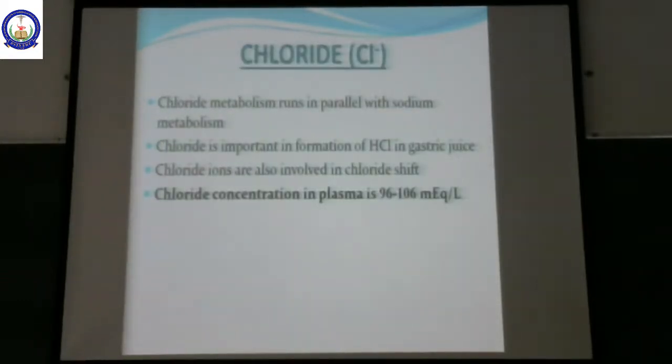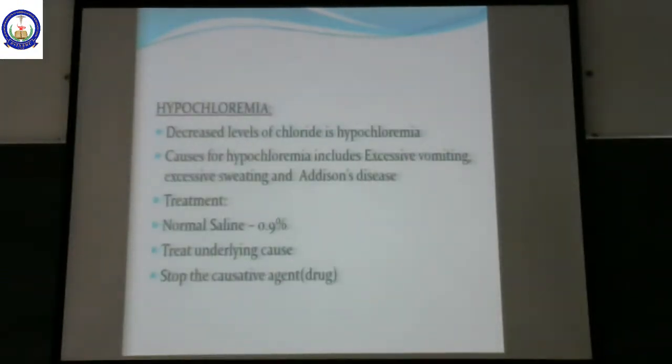And there are drugs which need to be changed because they can cause some amount of potassium loss. Coming to the chloride metabolism, it runs according to sodium, and sodium and chloride go hand in hand. Chloride is important in the formation of hydrochloric acid in the gastric juice. So, what is the normal concentration of chloride? It is 96 to 106 milliequivalents per liter. What is hypochloremia? Decreased levels of chloride is hypochloremia.